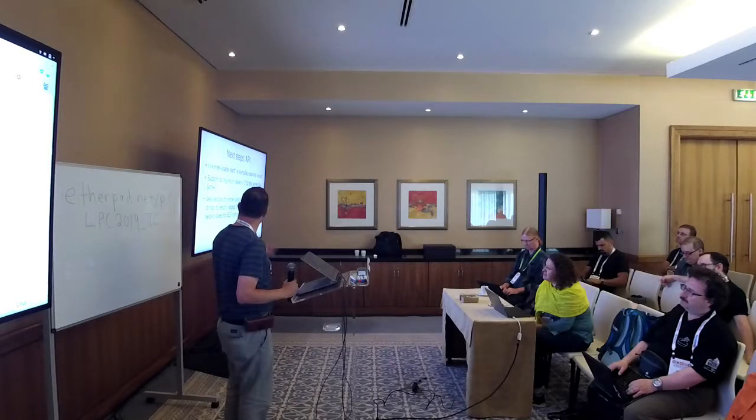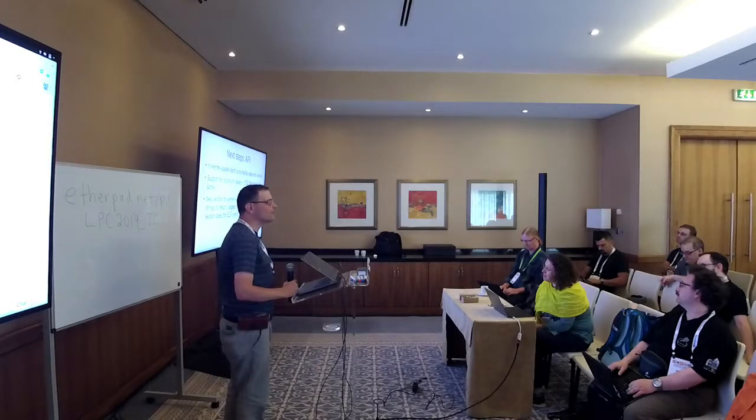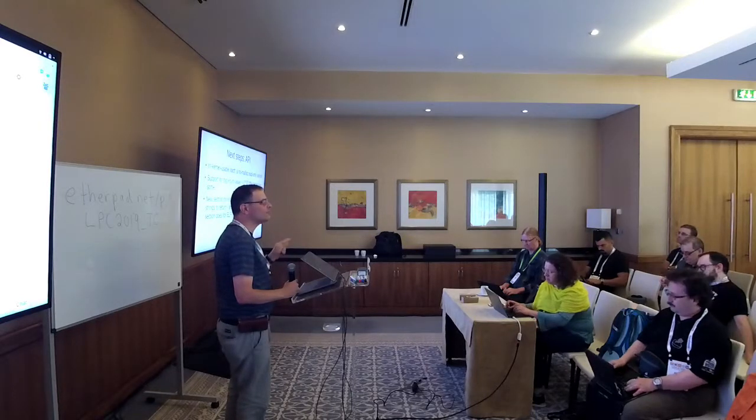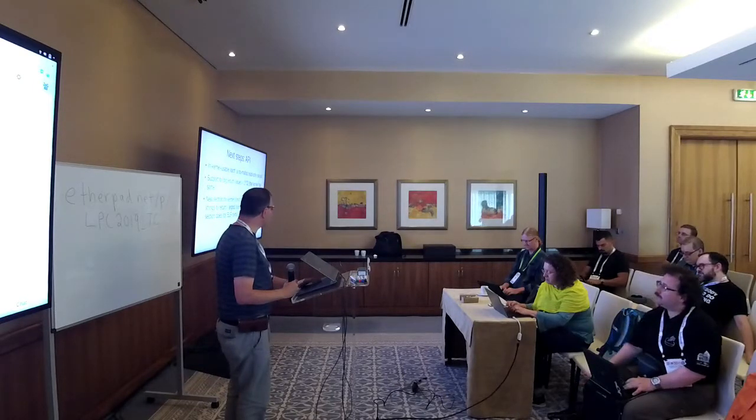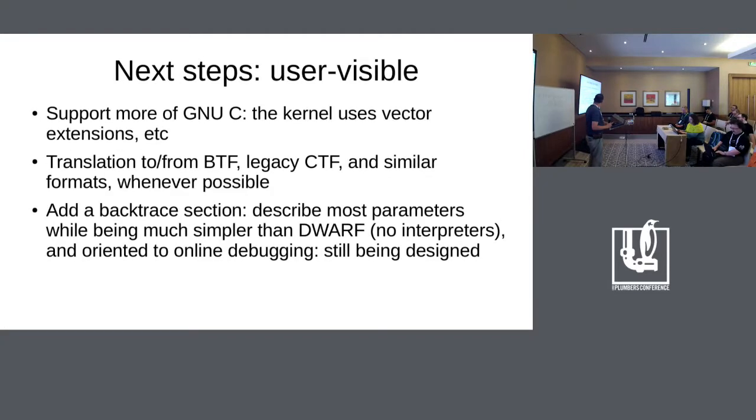I'm considering adding a section for kernel function symbols, much like the one for kernel data symbols, so that you can go from a name to a full prototype, instead of just from an ELF symbol to a full prototype. But again, I only just thought of it, so that hasn't been designed at all.